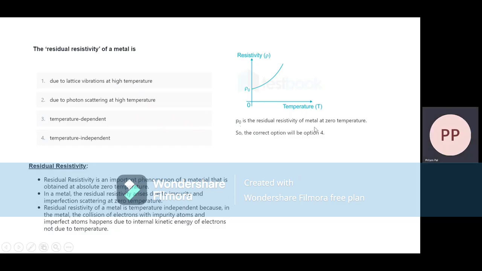It's basically the residual resistivity of the metal at zero temperature. This is how the total resistivity is changing. Some constant factor is there, then it changes like a power series. If you expand this, it will be rho naught plus rho one T plus rho two T square, and so on. So this rho naught is called the residual resistivity of the metal at zero temperature. That is why option 4 will be correct. It depends on the material. It doesn't depend on the temperature, but the total resistivity basically depends on the temperature.